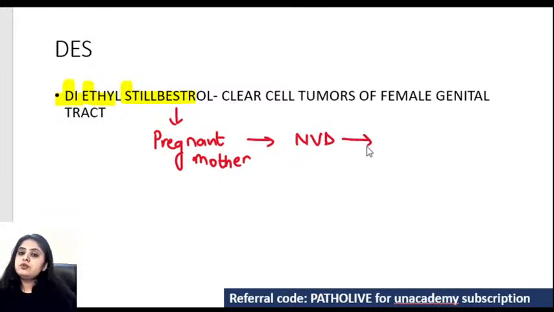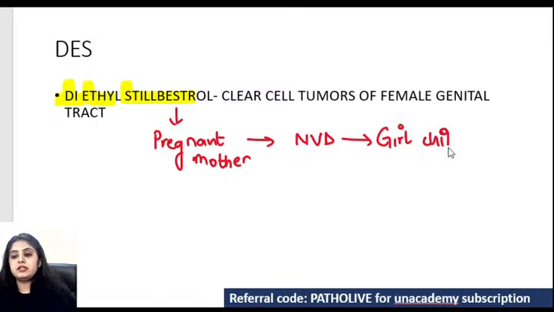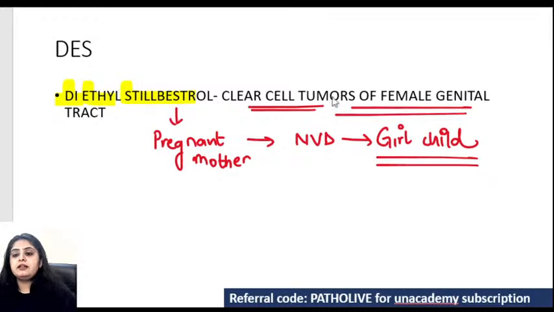So either they gave birth to a girl or a boy. Especially they realized that when they gave birth to a girl child, at that point of time, not much defect was noted, but later on, we saw that at the age of say 20, 25, she was having clear cell tumors of the female genital tract, like clear cell cancer of the vagina, clear cell cancer of the cervix. These clear cell tumors started happening in this girl child. So nothing was per se happening in the mother, but definitely a defect was happening in the child. So that is why they started calling them DES daughters.